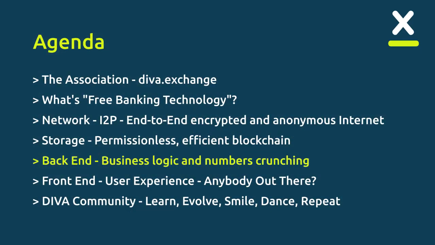DIVA has a backend. The backend is the business logic. Some people also call this protocol. But this business logic contains the rules of how the bank is working, so how the application is working. And there are things like how an order book looks, how a transaction looks, how it is stored on the blockchain, how the communication is working with I2P, stuff like that. So this backend forms the bank.